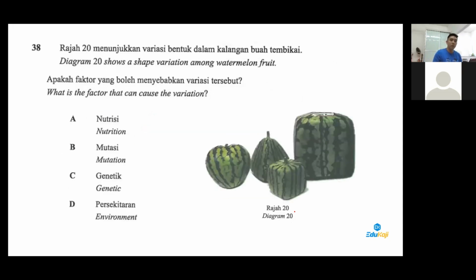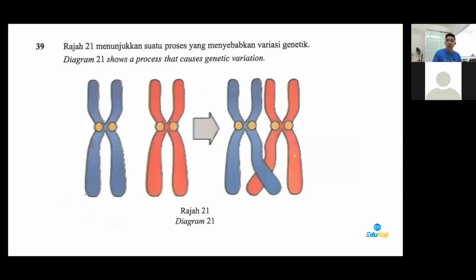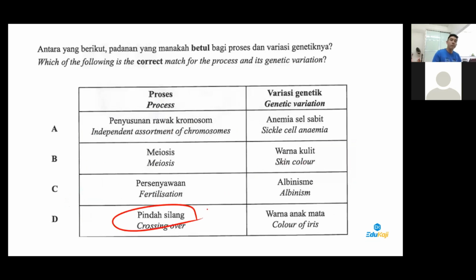Now 38. Why got different shape? Because of the environment. This is not genetic. Okay, 38 answer is D. Crossing over. So this one does not lead to albinism. Anyway, guys, there's no other answer because it's definitely crossing over. So the rest are irrelevant.